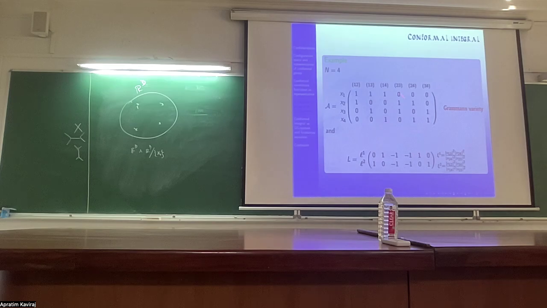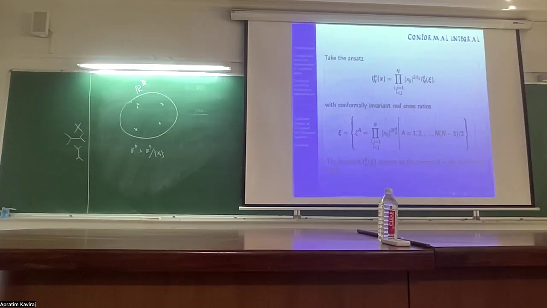So start with this matrix, obtain from the transformation, write down the null vectors, and you define the cross ratios. So those are the xi's here. And this invariant, as I wrote, appears as a summand in the conformal block. It is only a function of cross ratios, and these are conformal invariant real cross ratios.